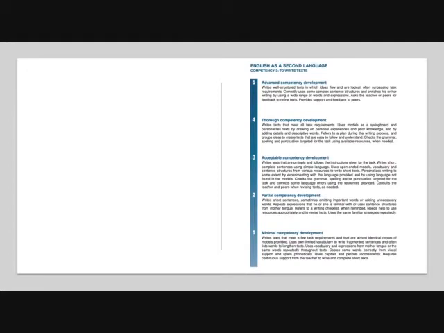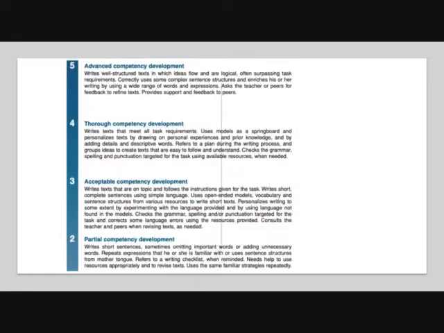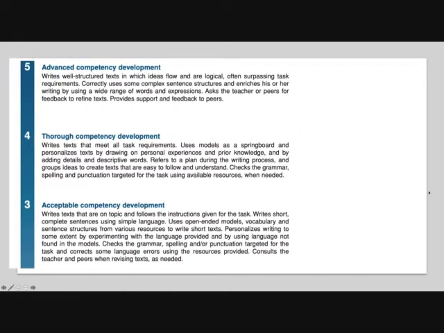So going back here again, we have our acceptable competency development, this one here. What does it look like if they're thorough? Well, they're using models as a springboard. They're personalizing text. They're checking grammar when needed. Or they're writing well-structured texts. The ideas flow and are logical. Complex sentence structures. So this is where we're aiming for. This is where we start, hopefully, and this is where we end up, even more.